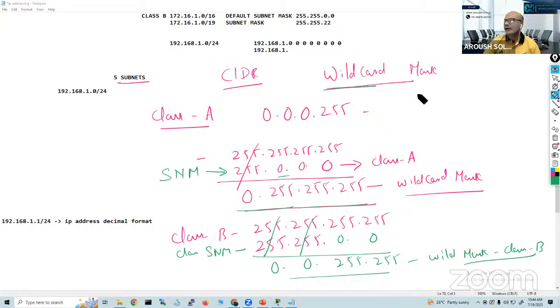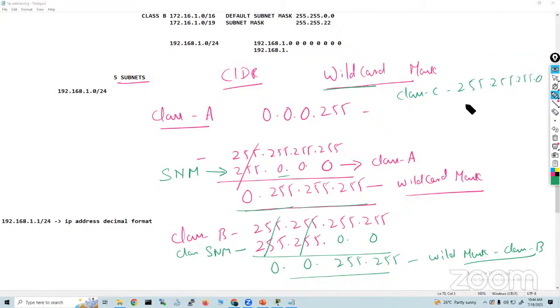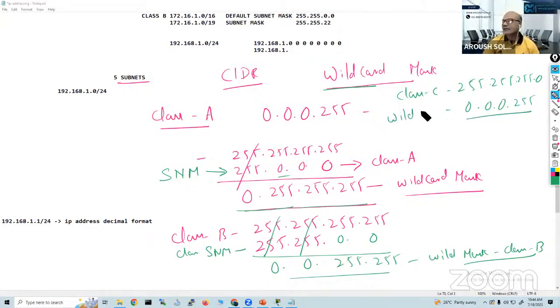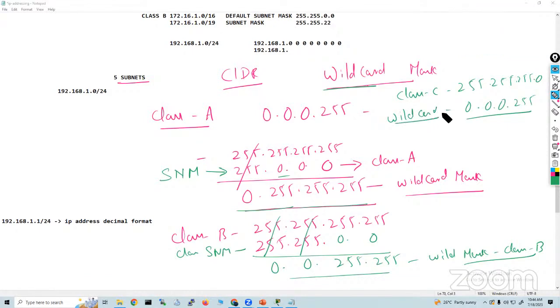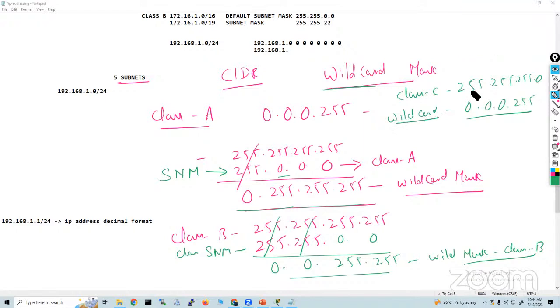Yes. Okay, now you tell me for class C. 255.255.255.0. The wildcard mask for class C will be 0.0.0.255. This is called a wildcard mask, the wildcard mask for class C. You understood? All of you understood, right? Yes, sir, I understand.